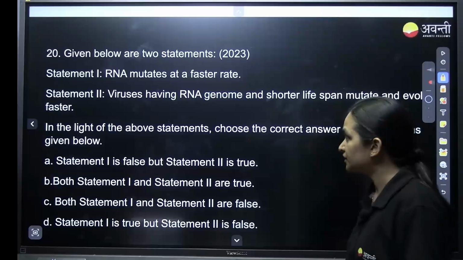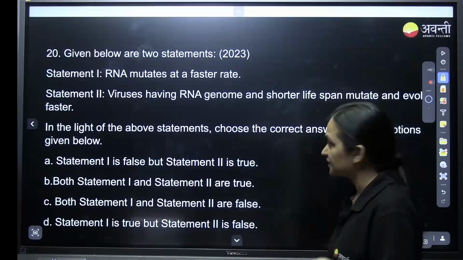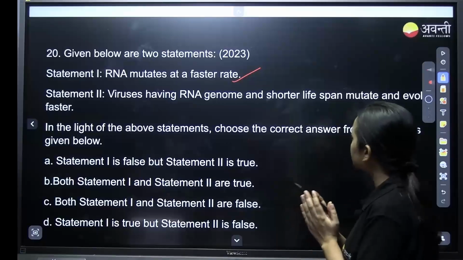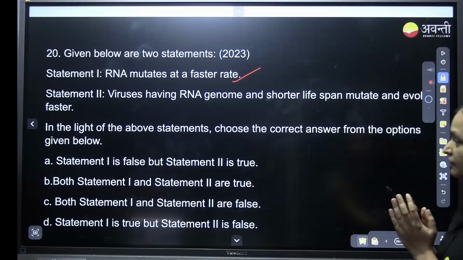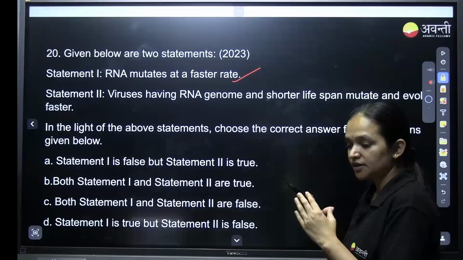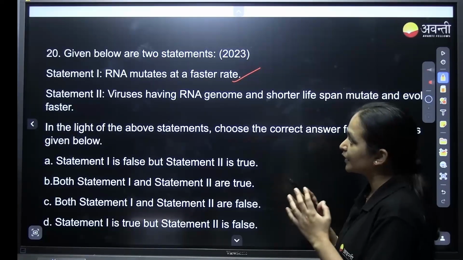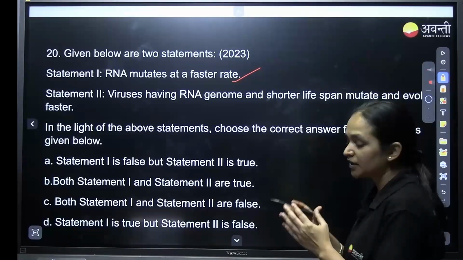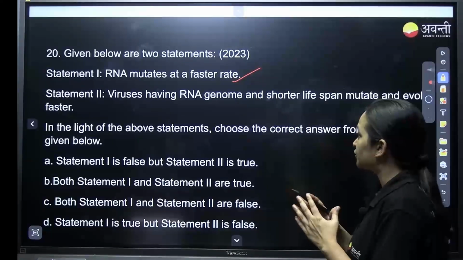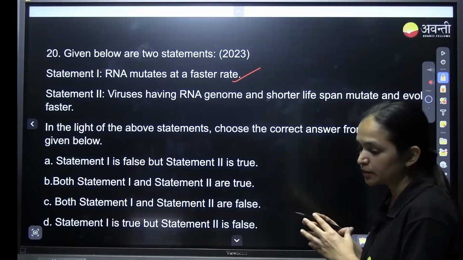Given below are the two statements. RNA mutates at a faster rate. Is it true? Yes, it is unstable and mutates at a fast rate. Statement 2: viruses having an RNA genome and shorter lifespan mutate and evolve faster. Is it true? See, as the RNA can mutate faster, the virus having an RNA genome can also mutate faster. If this is true, then that is also true, right? Viruses having an RNA genome and shorter lifespan mutate faster, because RNA as a genetic material is quite unstable compared to DNA.